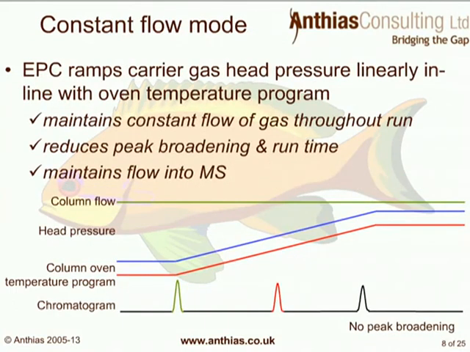If we regulate the flow of gas through the column in constant flow mode, this means the electronic pressure controller will ramp the carrier gas head pressure linearly in line with the oven temperature program. So as the oven temperature program increases, the head pressure of the gas increases into the inlet and therefore maintains the flow through the analytical column throughout the run. This means that we maintain a constant flow of gas into the mass spectrometer. It reduces peak broadening and run times, and therefore we will maintain sharp peaks.